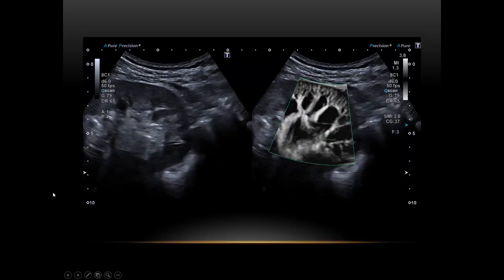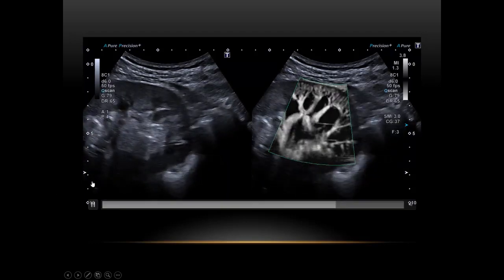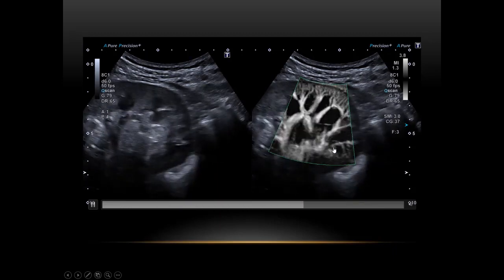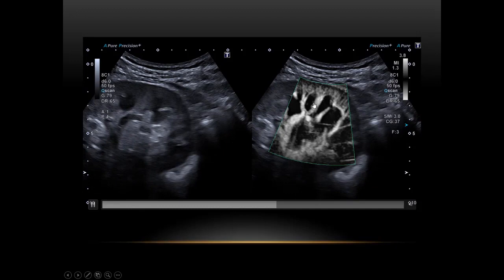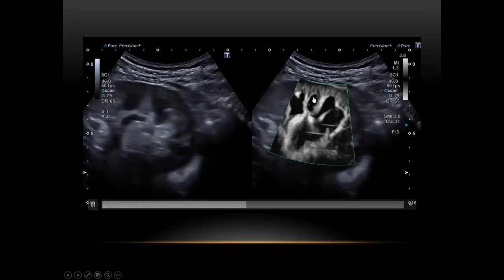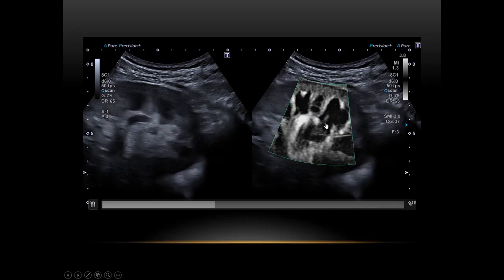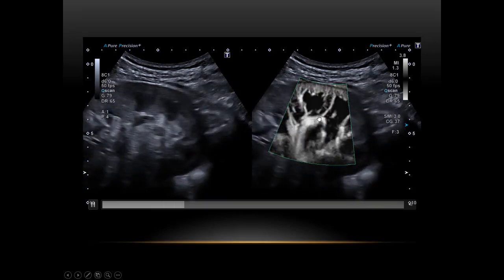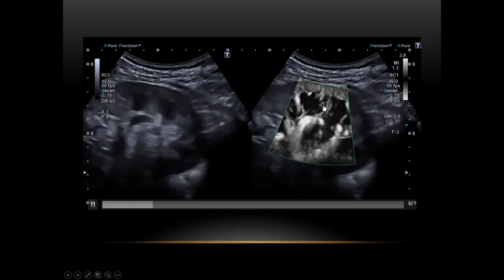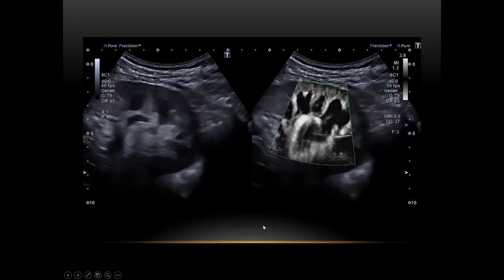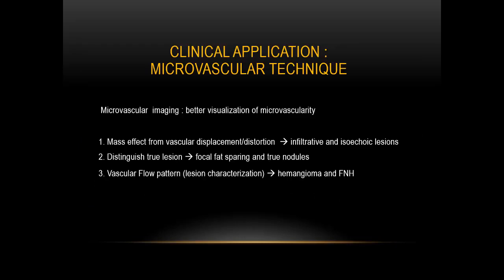This is an example of the microflow. A good one is the kidney. If we use SMI for the kidney, we can see the microvascular structure including the interlobar artery and the arcuate artery, and also distinguish normal structures including the medulla and the cortex of the underlying parenchyma. With the microvascular information detected on SMI, you get a better visualization of the microvascularity, which represents the normal structure inside the organ that we see on ultrasound.